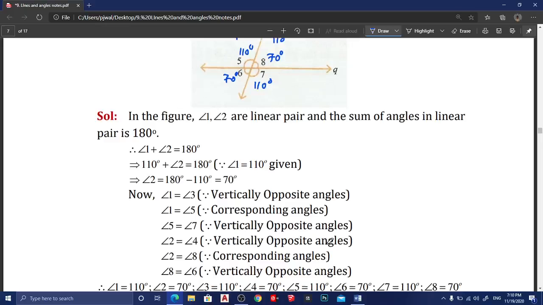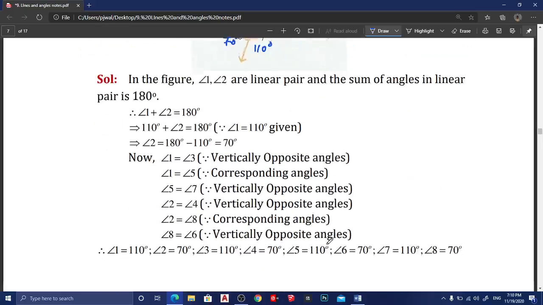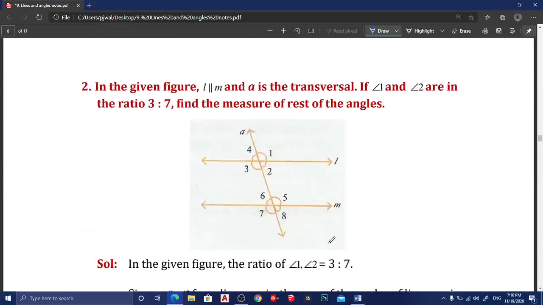Okay, by seeing the figure. So this is the first problem. Next one, in the given figure, L is parallel to M. These two are line L and line M, and parallel to each other. And A is a transversal here, which is intersecting these two parallel lines at two different points.